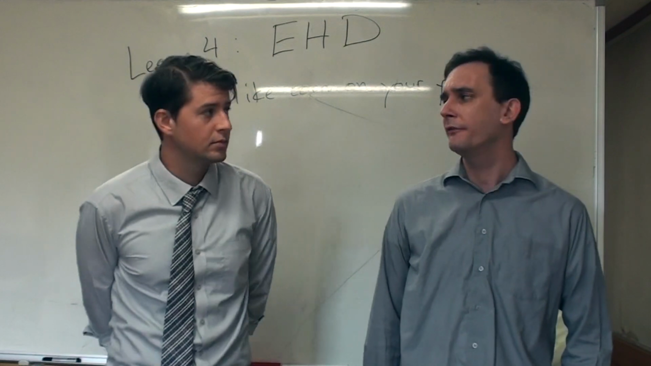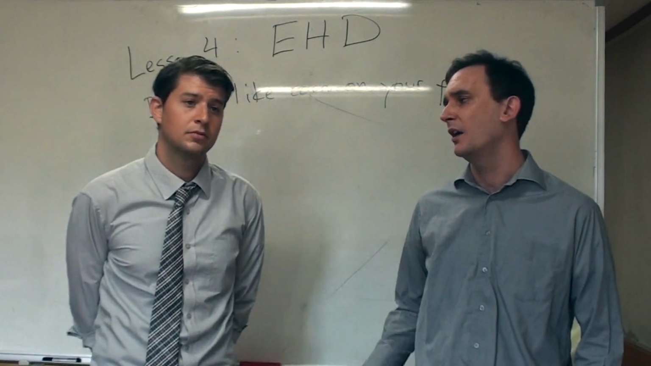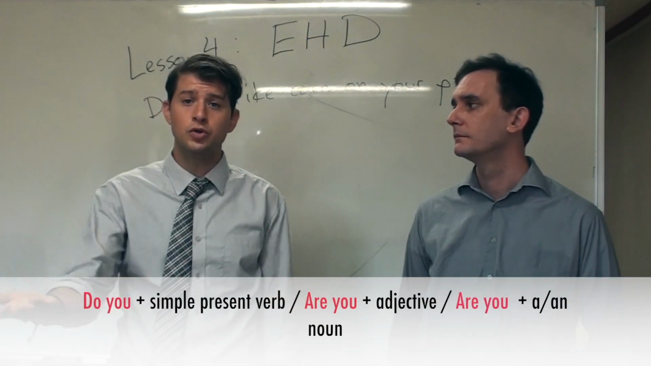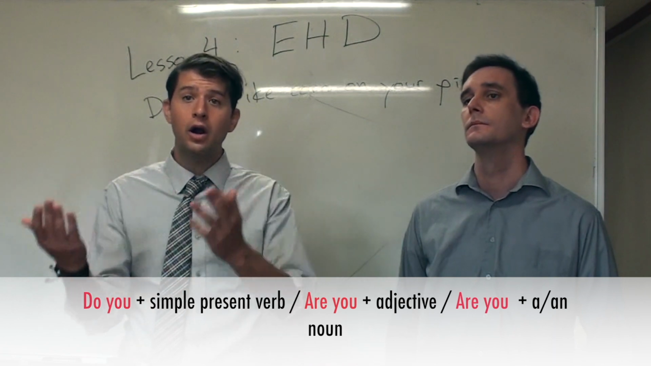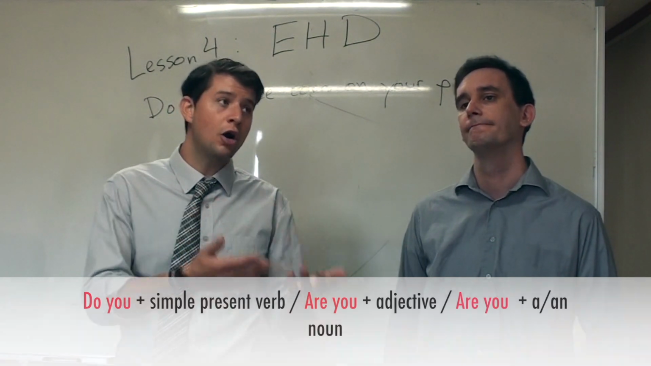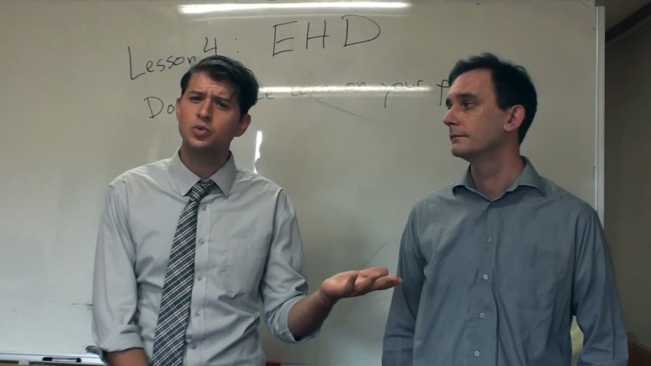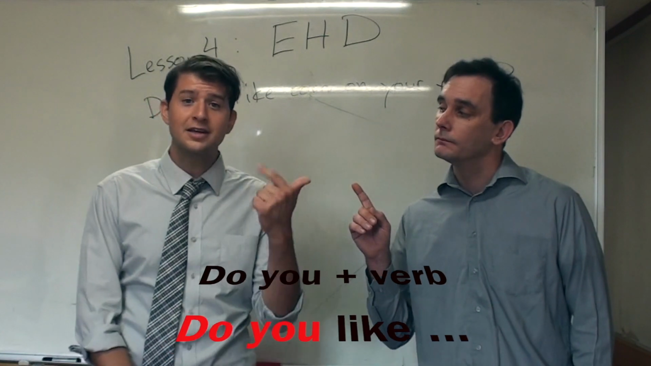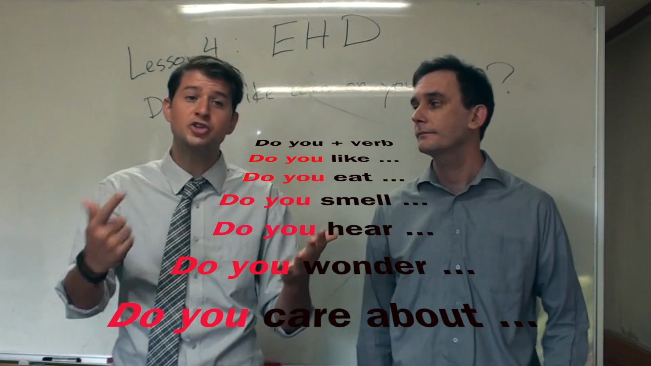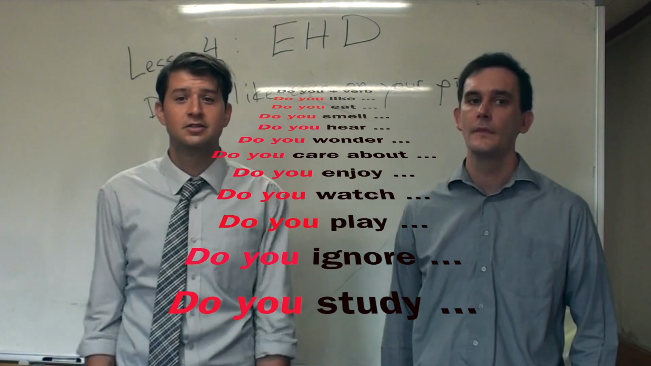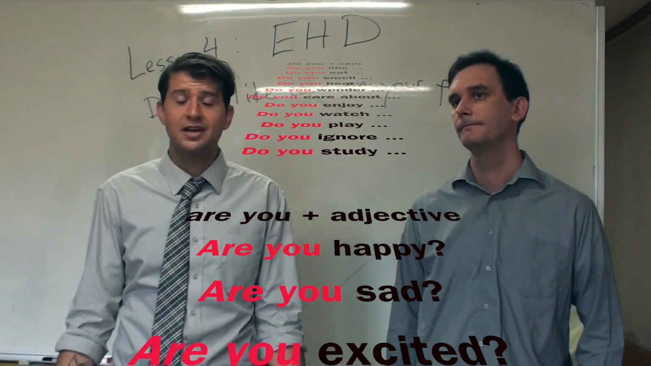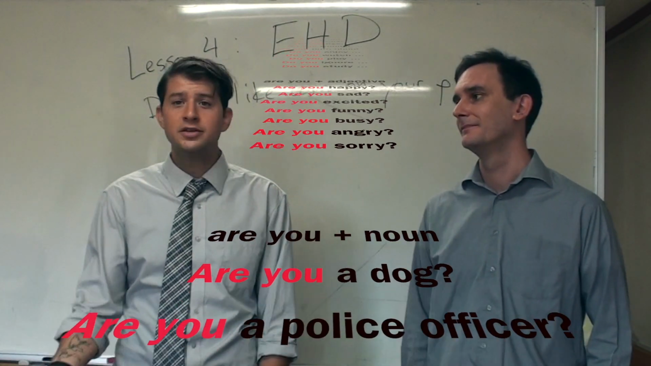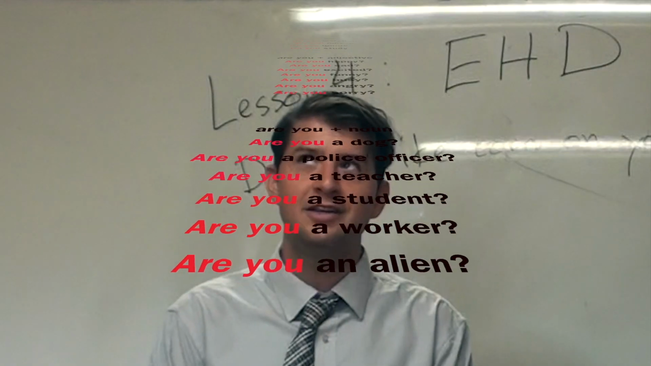So, what is the difference between do you and are you? Well, actually, it's pretty easy. We put a simple present verb after do you, and we put an adjective or a plus a noun after are you. We use are you for other questions as well, but we won't talk about that in this lesson. Do you? Like, eat, smell, hear, wonder, care about, enjoy, watch, play, ignore, study. Are you? Happy, sad, excited, funny, busy, angry, sorry. Are you? A dog, a police officer, a teacher, a student, a worker, an alien.